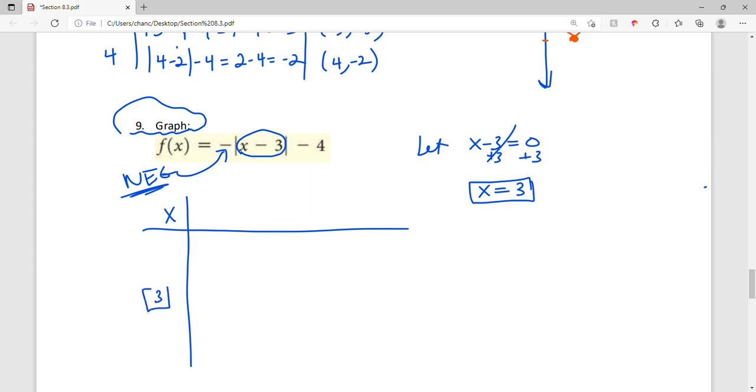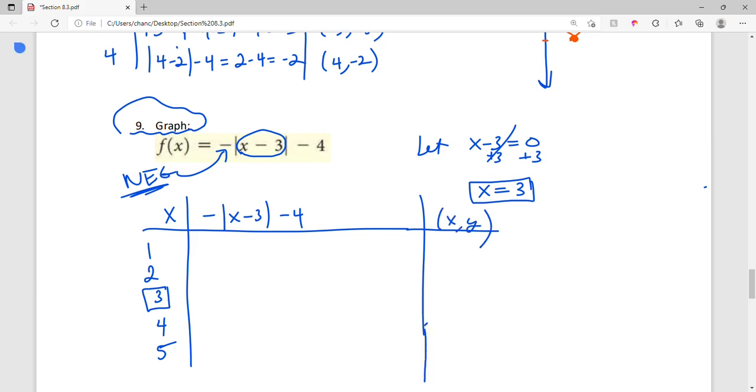3 is in the center. We'll pick some values below 3, which is 2 and 1. Above 3, let's say 4 and 5. Okay, now we can do some substitutions. We'll plug in a 1.